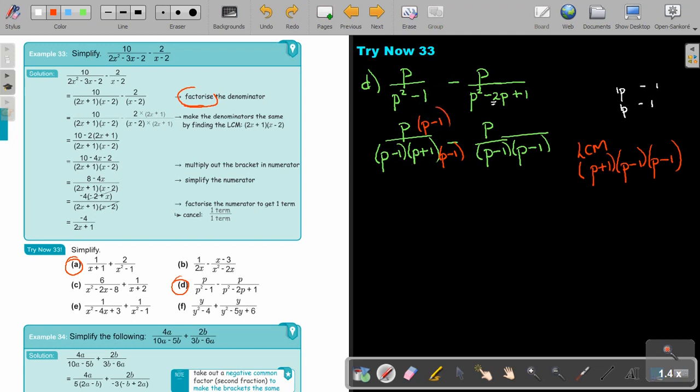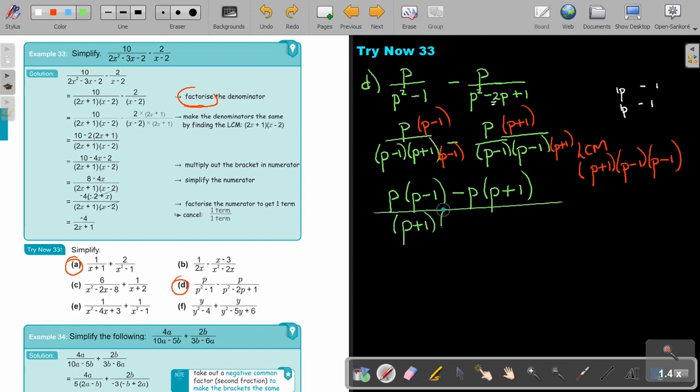With what will I multiply here? A P plus 1. What will I get then? I will get P minus 1 minus P plus 1 over P plus 1, P minus 1, P minus 1.